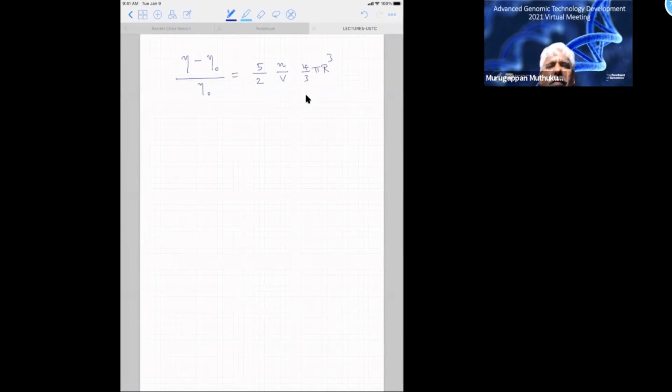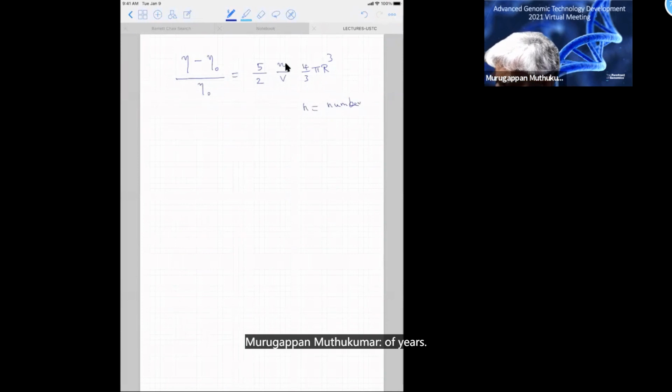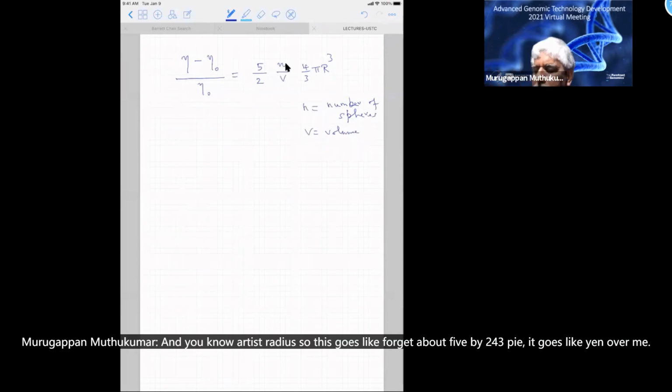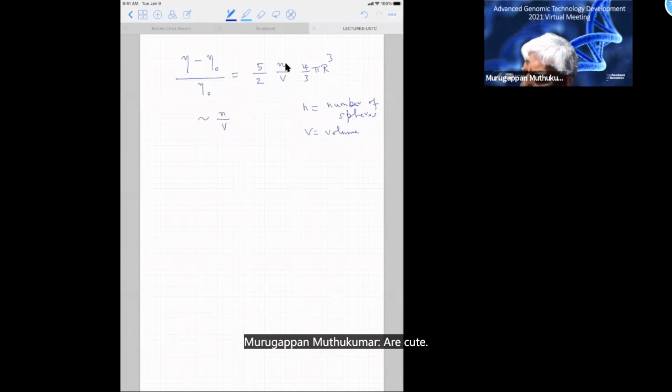R is the radius, that's the volume of one sphere. There are N spheres, N is the number of spheres. V is volume, and R is radius. So this goes like, forget about 5 by 2, 4 by 3 pi, this goes like N over V R cubed. This is Einstein.